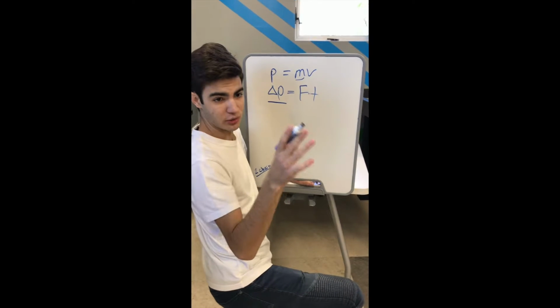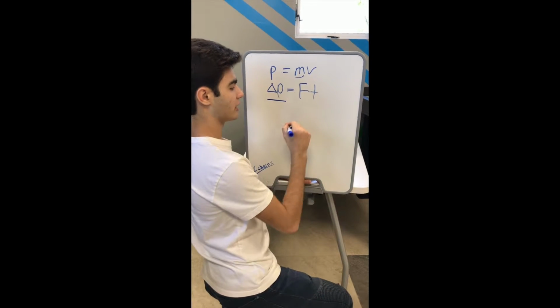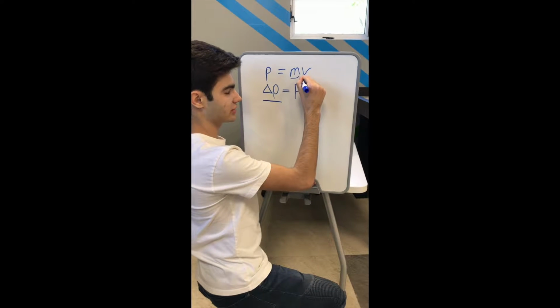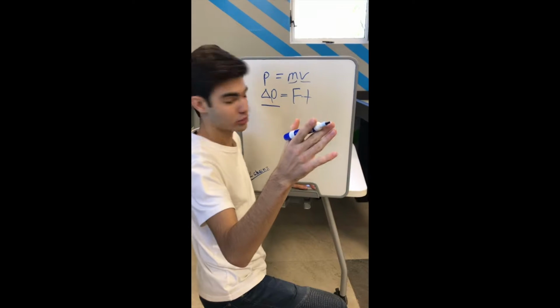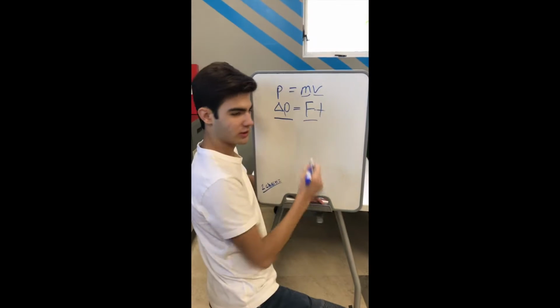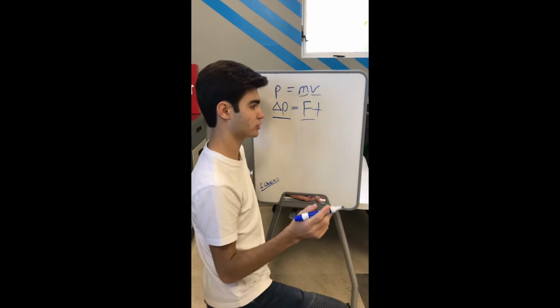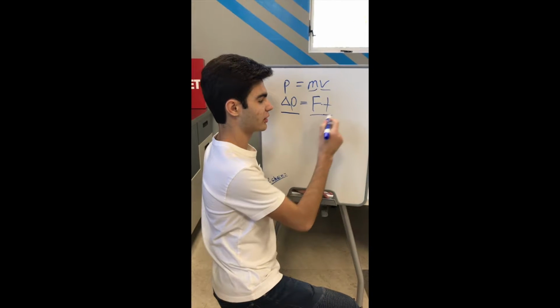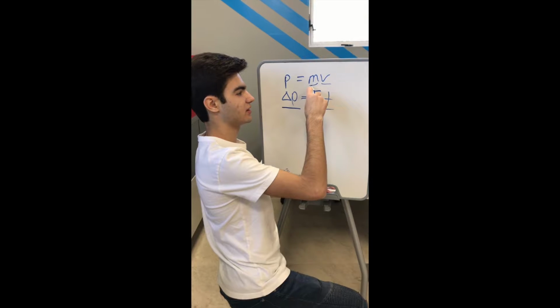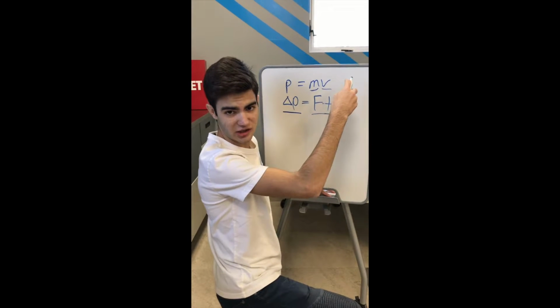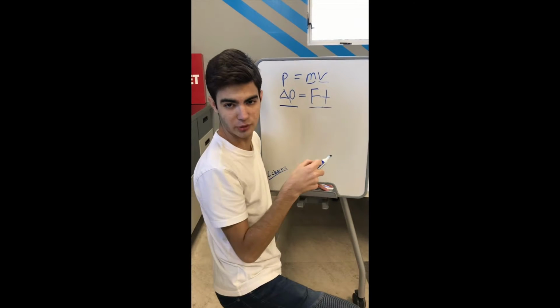So what we're going to do in our experiment is measure the mass, since it's our constant. We're also going to measure the velocity with the motion detector. We're going to measure the force with a force detector, and our time is going to be measured by the Logger Pro.